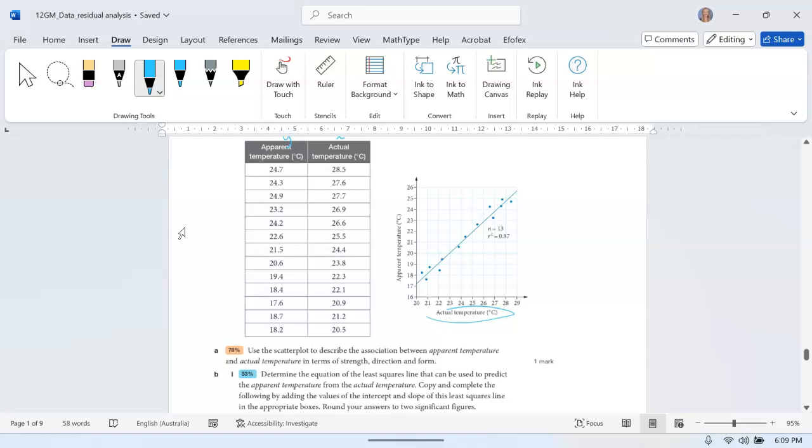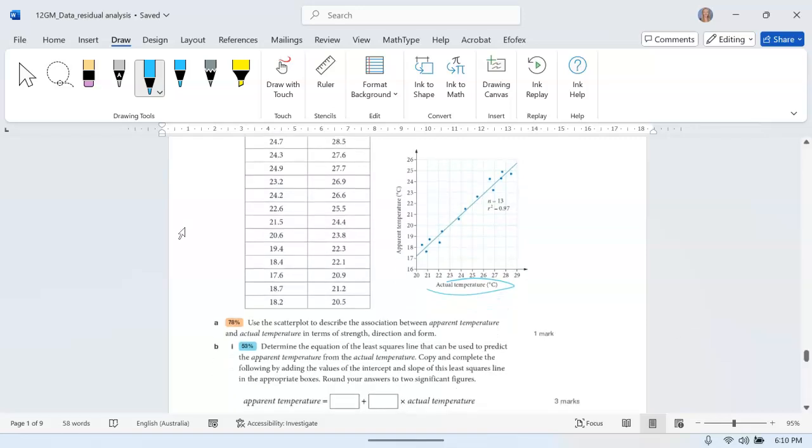Use the scatter plot to describe the association between apparent temperature and actual temperature in terms of strength, direction, and form. So when we're doing that, remember your strength you can get from your R value, but I can see this is pretty strong. The direction is definitely positive, and I can see it's linear. So it's pretty self-explanatory, but you might need to go back to work out the different words. For strength, it's either weak, moderate, or strong. Direction's either positive or negative, and form is either linear or non-linear. That should be in your notes.